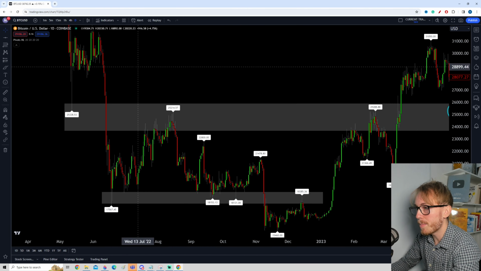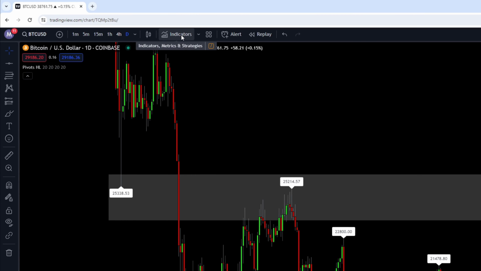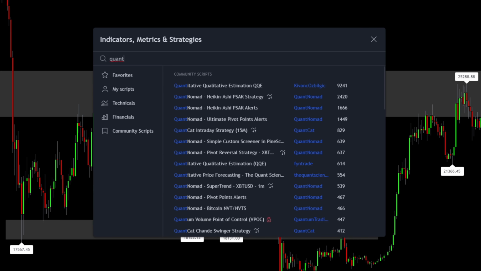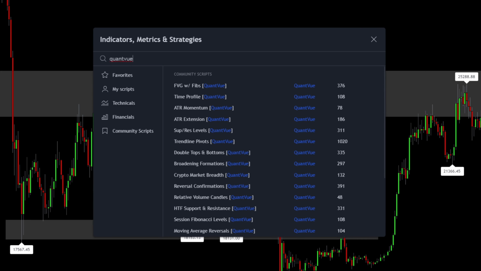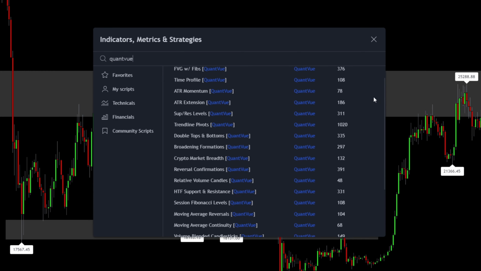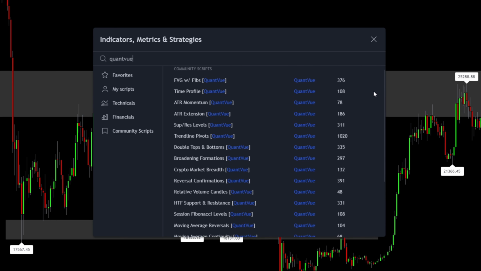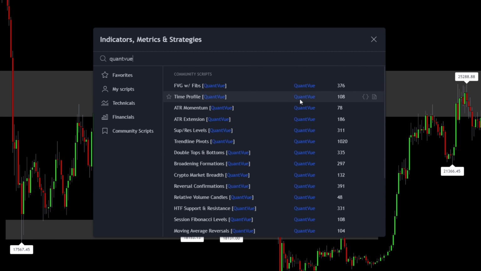Now let's open up our next indicator. So we go up here to the indicators tab in TradingView. And what we want to search for here is quant and then view, so QuantView. And you can see that this creator has made so many indicators, so a big shout out to QuantView. Thank you very much for your work.